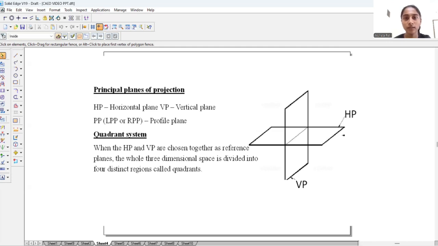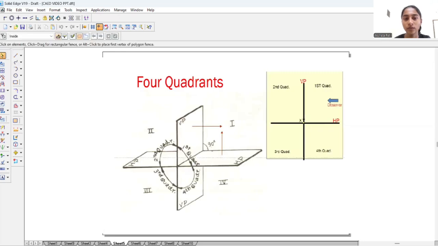So next we will discuss the quadrant system. When the HP and VP are chosen together as reference planes, the whole three-dimensional space is divided into four distinct regions called quadrants. So this is the picture which denotes all four quadrants: first quadrant, second quadrant, third quadrant and fourth quadrant. Here HP and VP are perpendicular to each other.